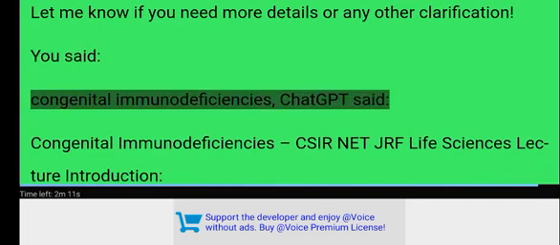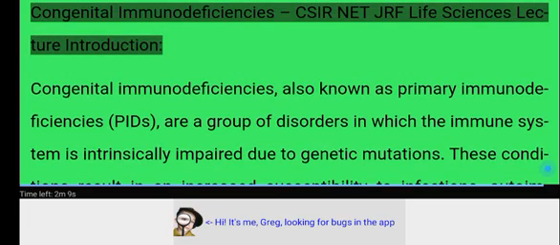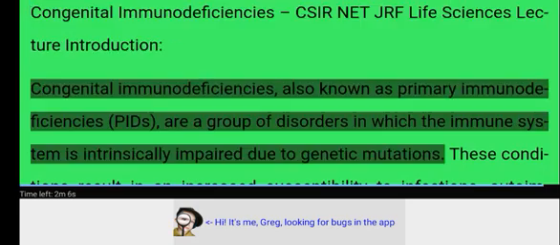Congenital immunodeficiencies. CSIR-NET JRF Life Sciences lecture.